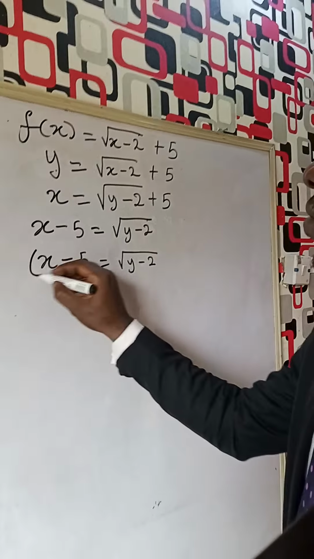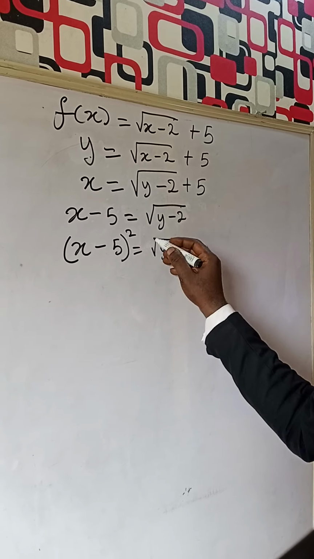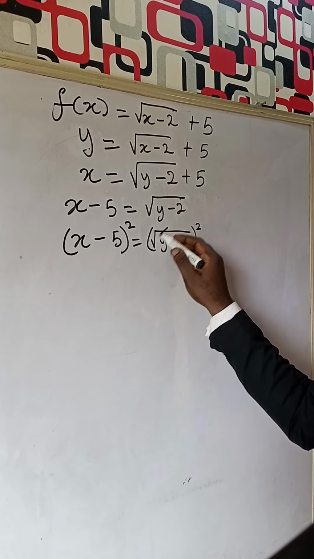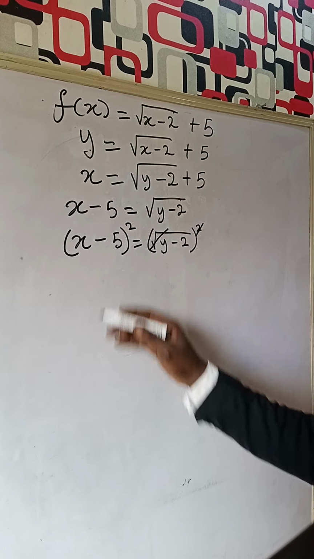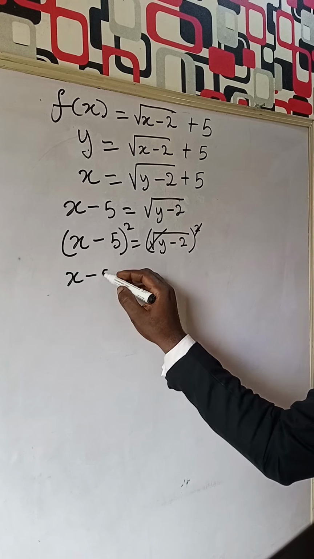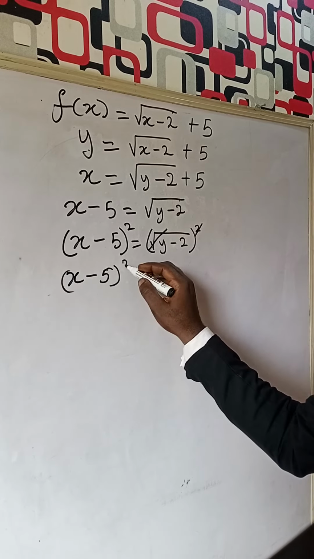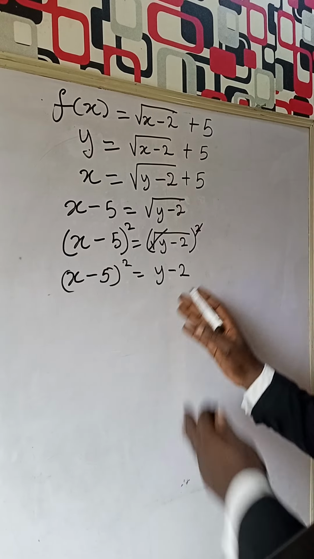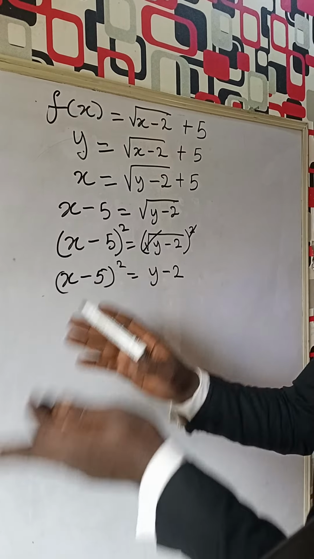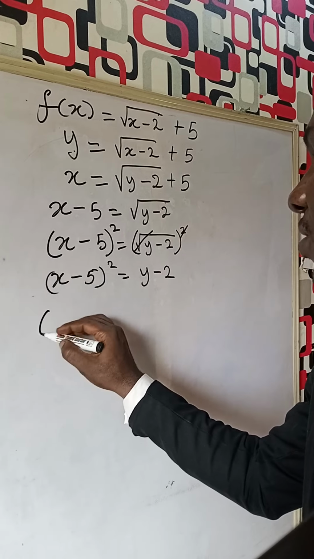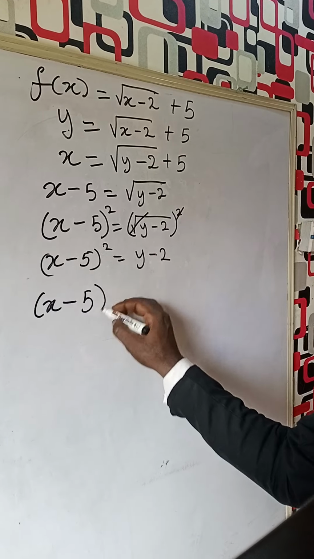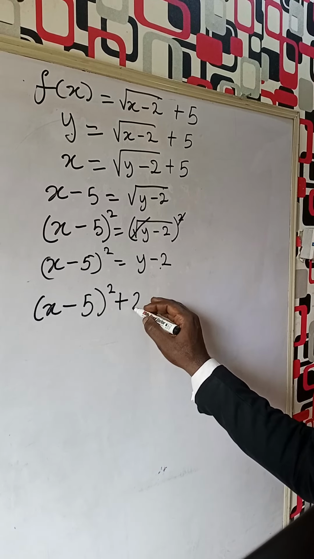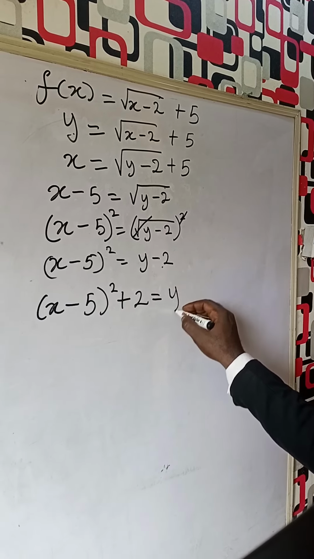So what do we do? We square both sides, okay? We square both sides. So remember, essentially, square roots and squares cancel. So then we have x minus 5 squared equals y minus 2. So remember, we transport negative 2, of course, to the left hand side of the equation. So we have x minus 5, okay, squared. When minus 2 comes here, it becomes positive 2, okay? So we have equals y.